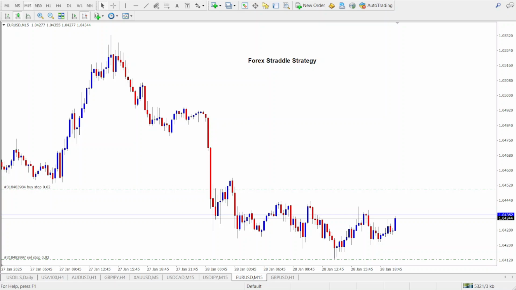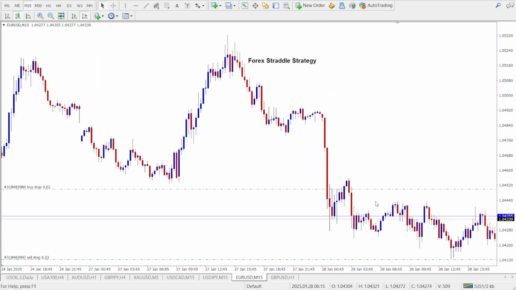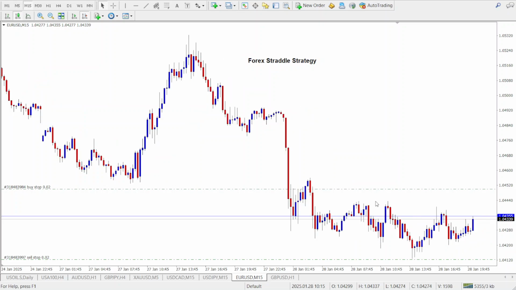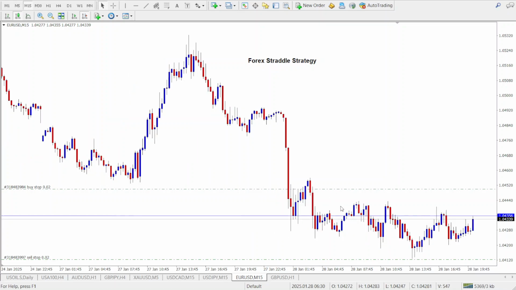Okay, now like any trading strategy out there, the forex straddle strategy has its pitfalls, and here are a few mistakes to avoid. The first is overtrading. The straddle strategy works best during high volatility conditions, so do not force it during slow, choppy market periods. Okay, make sure the market conditions are right for the strategy.